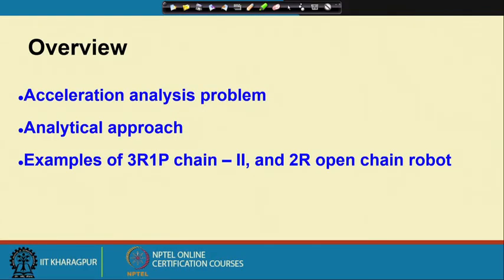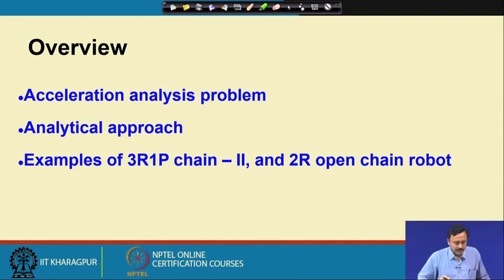In this lecture, we are going to continue our discussion on acceleration analysis. In the last lecture, we had looked at two examples of constraint mechanisms. We are going to discuss this further and take examples of constraint mechanisms as well as robots. To give you an overview of today's lecture, we are going to discuss the analytical acceleration analysis problem with examples of 3R 1P chain of type 2 and 2R open chain planar manipulator.